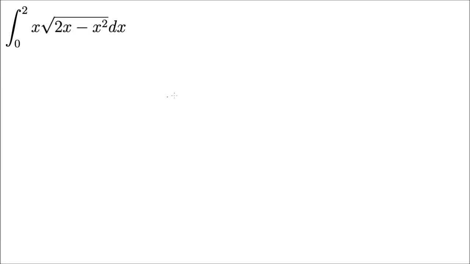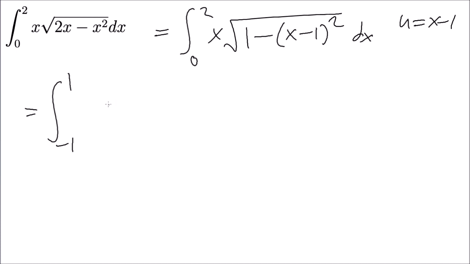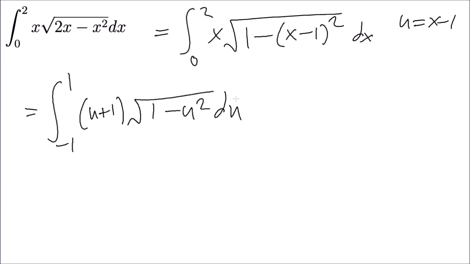So this is the integral from 0 to x of the square root of 1 minus (x minus 1) squared, right? And then if I let u equal x minus 1, I get negative 1 to 1, and then x is equal to u plus 1, times the square root of 1 minus u squared du. Oh, never mind. It's not as bad as I thought.